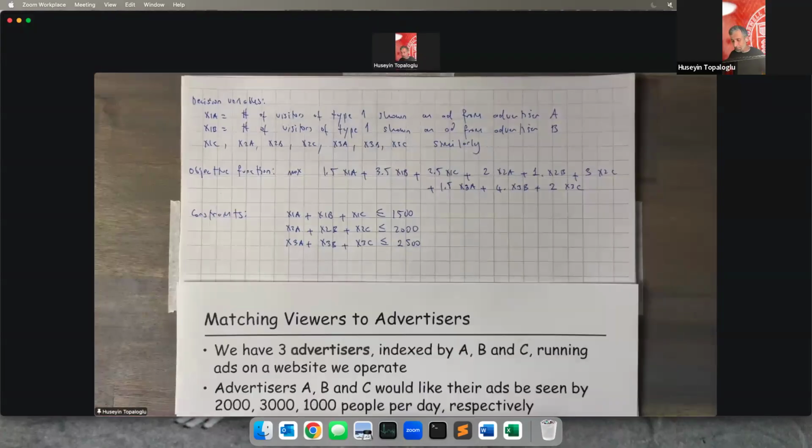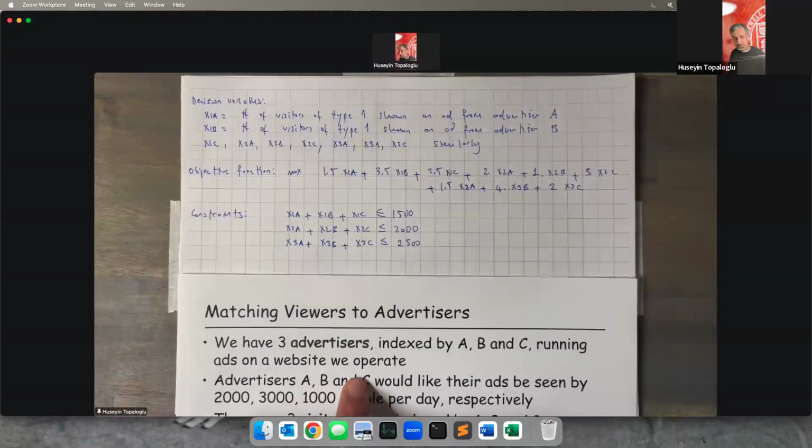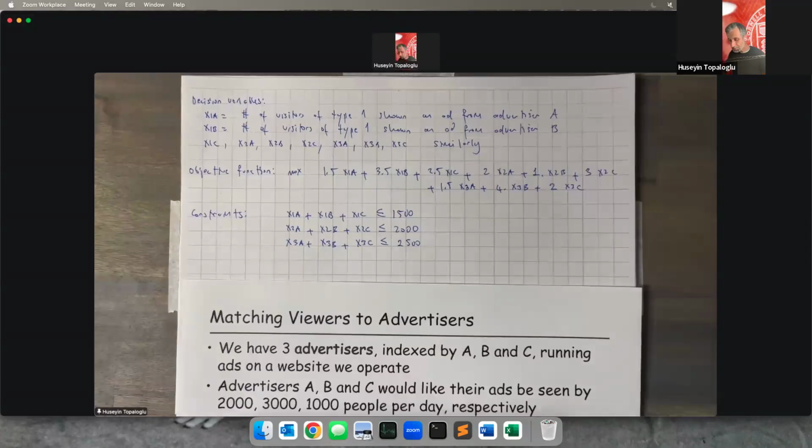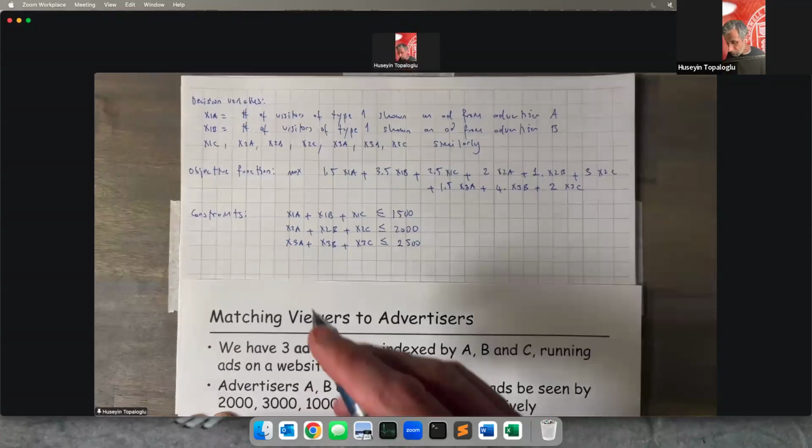What else? Each one of these advertisers has a desired number of viewers. Advertiser A would like to get a total of 2,000 viewers. Advertiser B would like to get a total of 3,000 viewers. Advertiser C would like to get a total of 1,000 viewers. Okay, so now we have to make sure that advertiser A, from all of the visitor types, should be getting a total of 2,000 viewers.